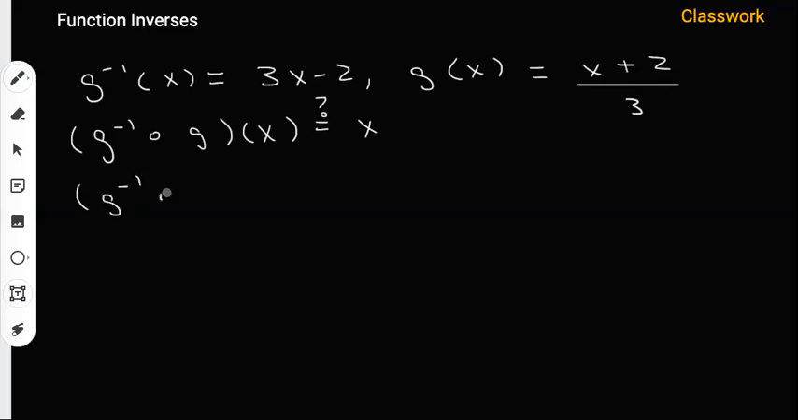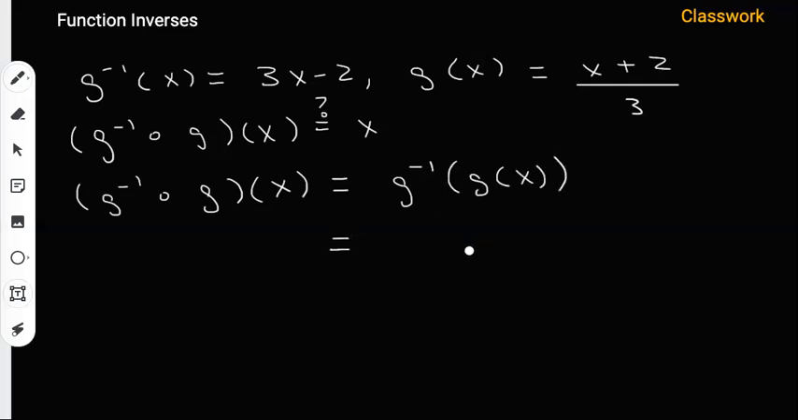So I start off with g inverse composing with g, and evaluating at x. And what that's going to do is I can rewrite that as g inverse of g of x. There we go. So now what's g of x? That's going to be the (x + 2)/3 up here. So inside g inverse, I'm going to have (x + 2)/3.